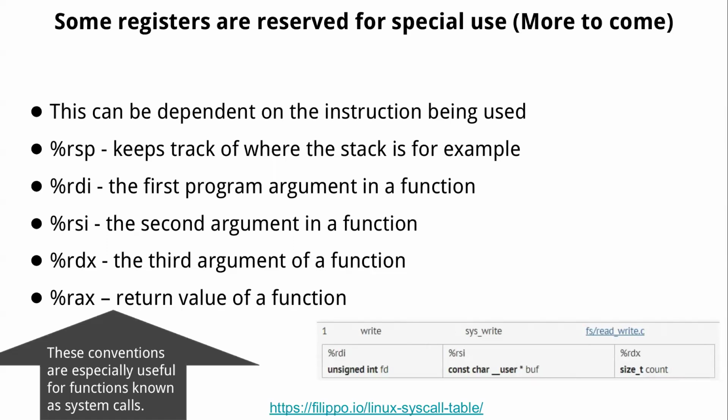So the return value, which is also called the type of that function, is stored in the register AX, or in the 32-bit version in the register EAX.